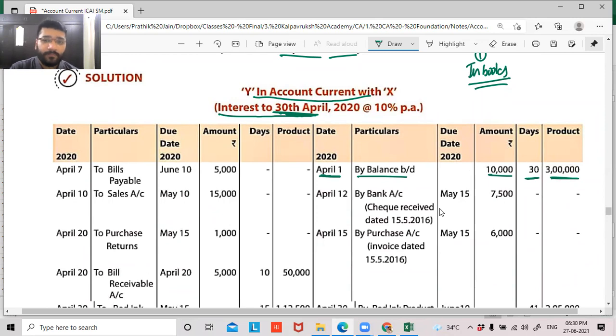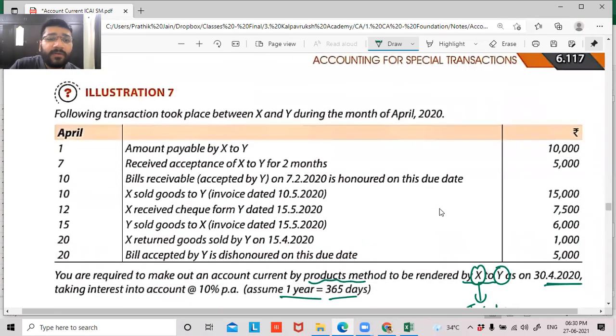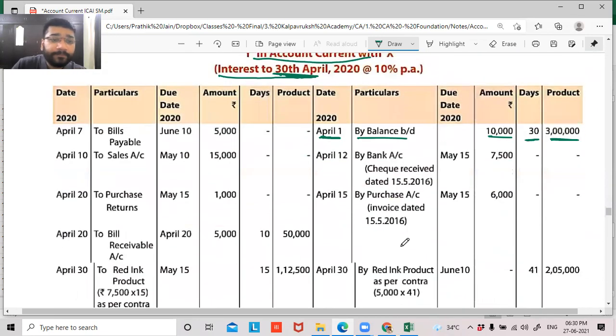Okay, sir. Next, received acceptance of X to Y for 2 months. Received acceptance of X to Y. Who is giving acceptance? X. Acceptance of X. Why is X accepting that? Okay, I'll make the payment. So can I say this is a bills payable transaction? Yes, sir. So what will be the entry? Can I say Y to bills payable? Y to bills payable. So in Y's ledger, to bills payable.